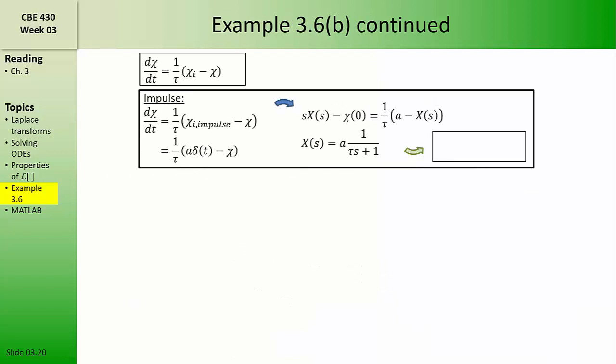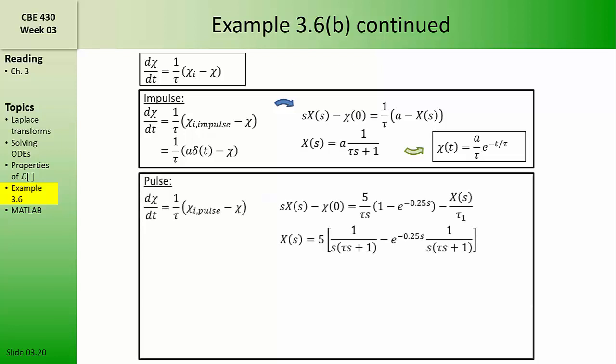We'll do the impulse first. The impulse input is A times the Dirac delta function, where A was the area under our rectangular pulse input, or 1.25. Taking the Laplace transform of this dynamic equation and then solving for capital Chi of s, we have an algebraic expression that we can invert back to the time domain. And we find out that the perturbation in the tracer concentration leaving the tank should vary as A over tau times e to the minus t over tau.